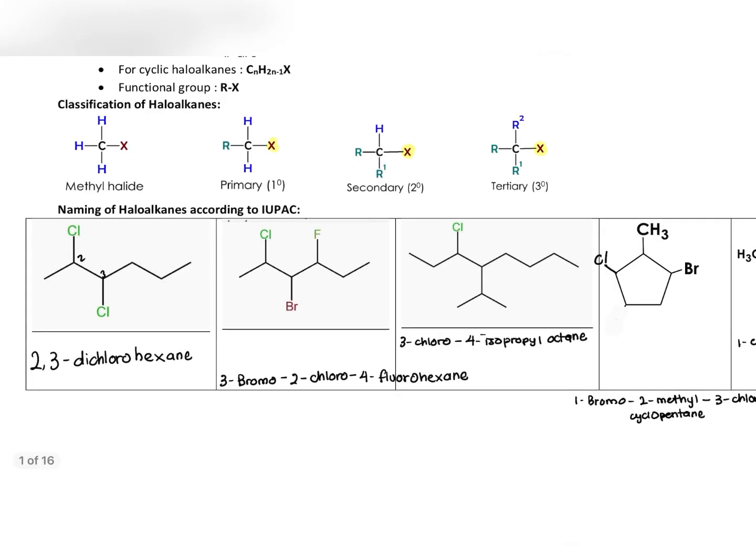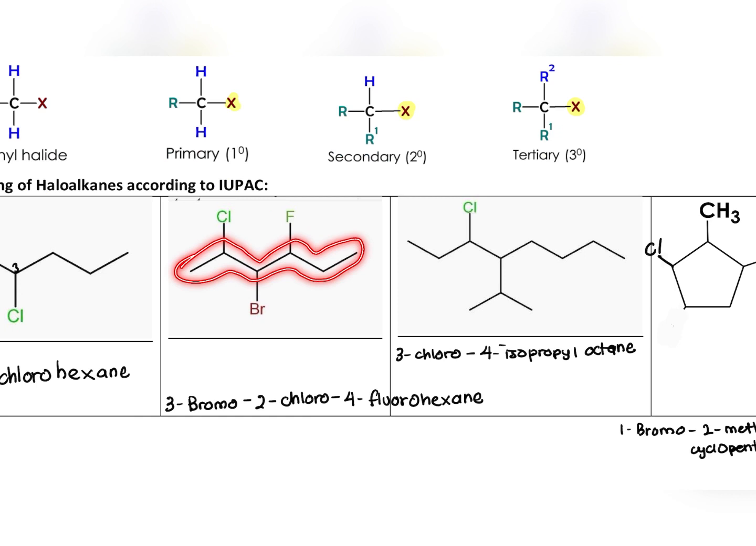Okay, so now let's have a look at the naming of haloalkane according to IUPAC. So the longest chain kamu ada 6 carbon. So it will be hexane. Okay, you have 2 chloro here. It will be dichloro. And the numbering will be 2,3-dichlorohexane. Okay, with 6 carbon. So it will be hexane.